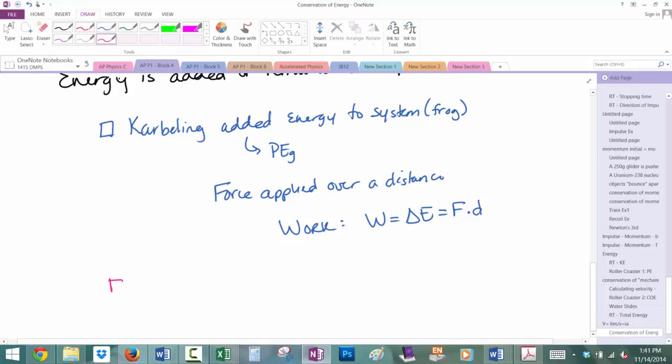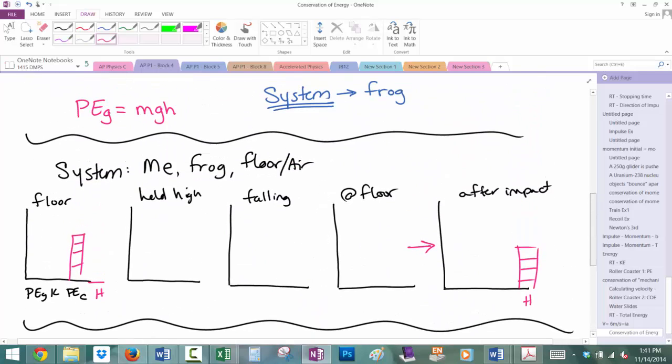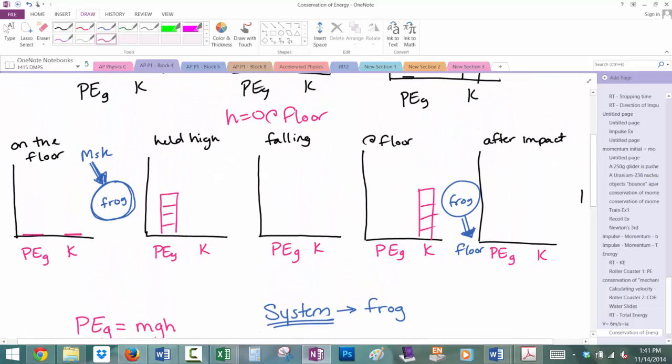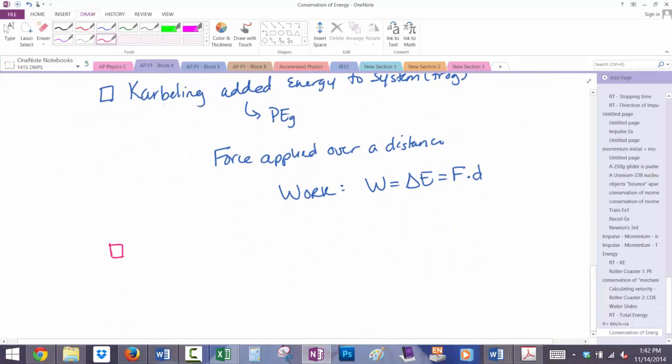Let's talk about another situation. If the system is just the frog, what else changed the amount of energy of the system? Let's look back at the picture. The floor. How did the floor do that? Let's talk about it in terms of physics. It applied a force. Don't you agree? If the floor wasn't there, the frog would just keep falling. But the floor applied a force, I'm going to say over a distance.